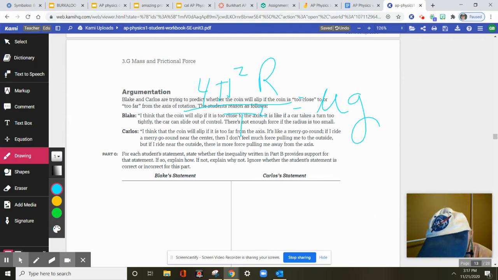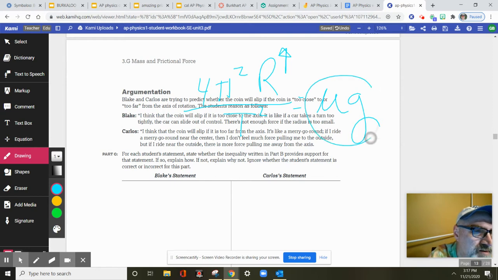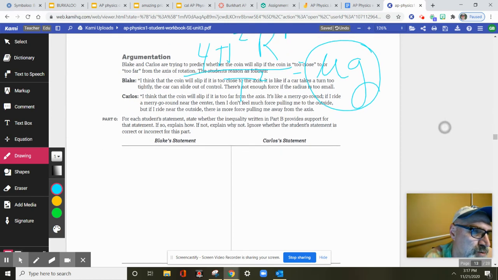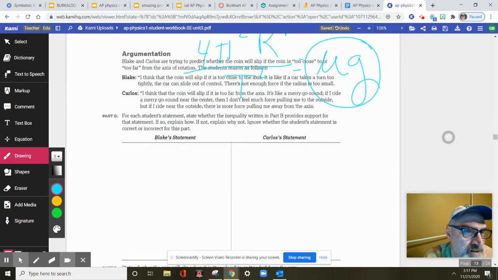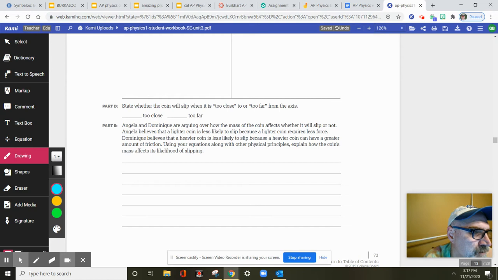Right, so as r increases, what has to happen for it to be balanced? Nothing else changes, right? G doesn't change, mu doesn't change. So as r increases, this side gets bigger, and then at some point r is going to get so big that it's going to overpower this side and it's going to slide off. So really, Carlos's statement is supported by the equation, and Blake's statement is not supported by the equation. The coefficient would have to get bigger in order for the coin not to slide. Of course, the coefficient can't get bigger. It can't change unless you change what the things are made out of.